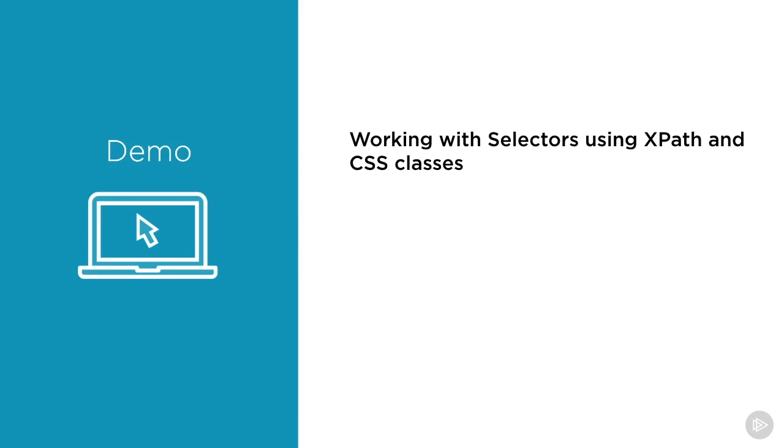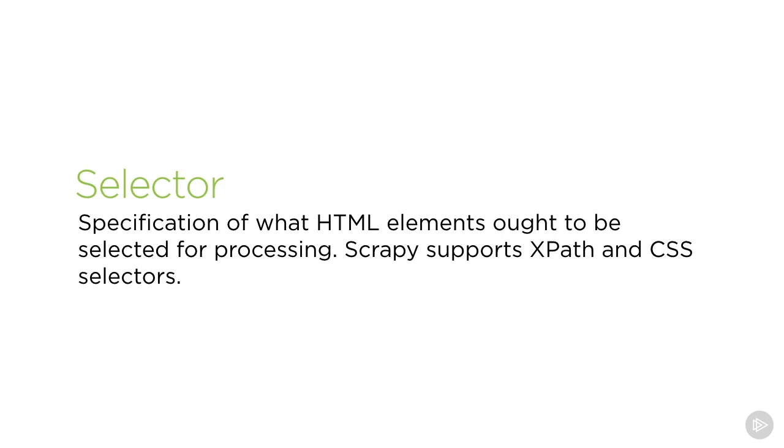If you're scraping a website, the most natural question to ask is, how will you select that specific bit of the site that you're interested in? We'll do this using selectors. Selectors in Scrapy are a way to specify what HTML elements we are interested in, where do we want to extract the data from. Scrapy supports both XPath as well as CSS class selectors.